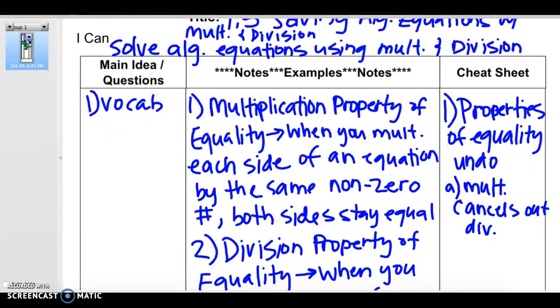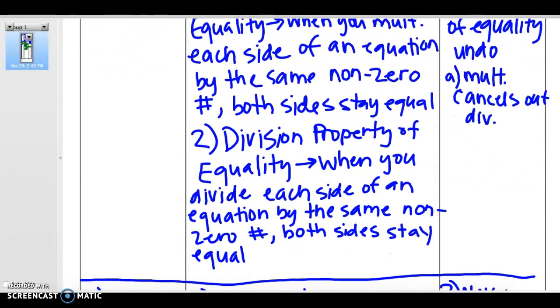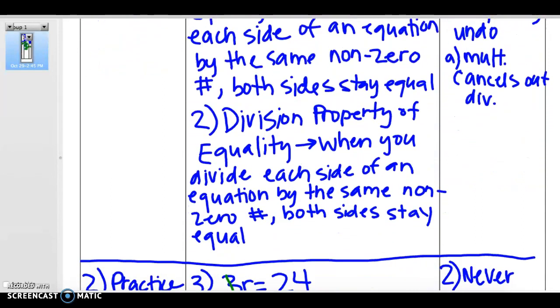So today we just have two vocab words, very similar to ones that we learned before with addition and subtraction. Instead, we have the multiplication property of equality and the division property of equality. The first one: when you multiply each side of an equation by the same non-zero number, what happens to both sides? They stay equal. Awesome. And for the division property of equality, when you divide each side of an equation by the same non-zero number, both sides stay equal.